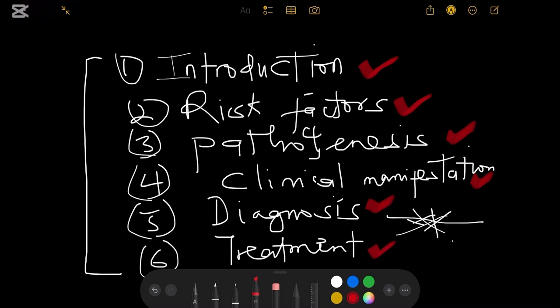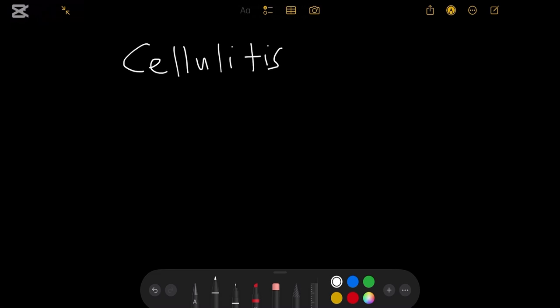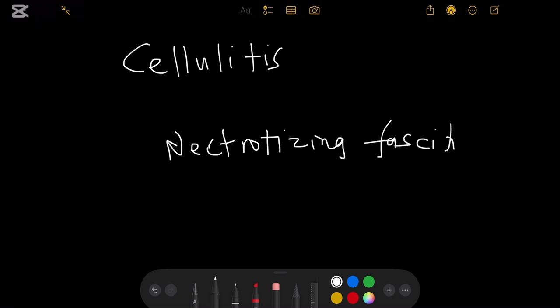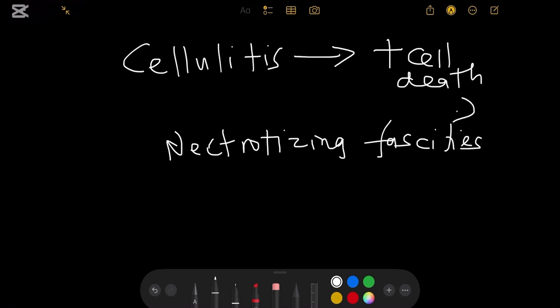Okay, so first of all, let's start with what Fournier's gangrene is. First of all, let us know that there is a difference between cellulitis and necrotizing fasciitis. Cellulitis is when you have something like a bee sting or an injury or an inflammation on your skin. That is cellulitis. But when you add cellulitis plus cell death, it becomes necrotizing fasciitis.